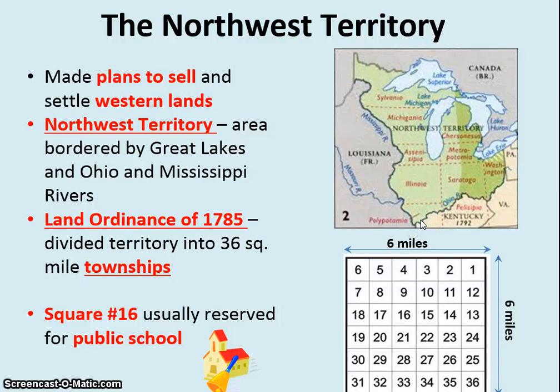And the first thing they passed was the Land Ordinance of 1785. And what this did was it took this huge territory and divided it up into 36-mile square pieces called townships. And here you see an example of the grid of a township. Again, 6 miles by 6 miles. Each single square mile is numbered and gridded. And usually within a township, square number 16, which you see right here, would be reserved for a future public school.